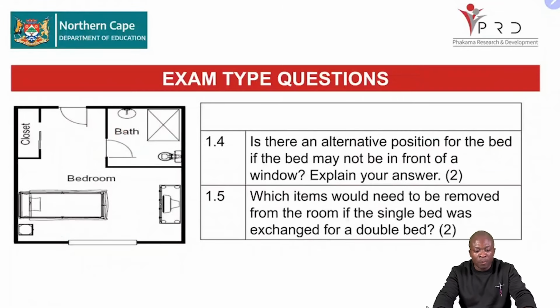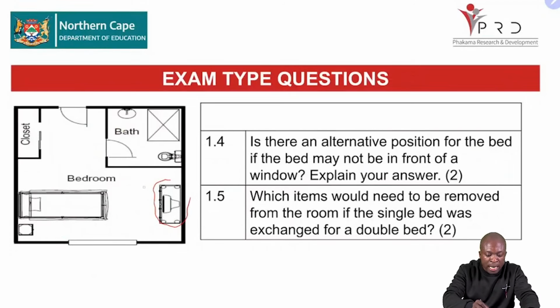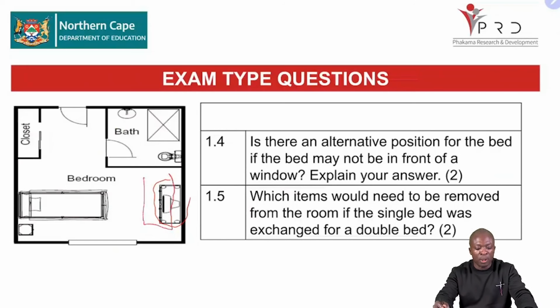With the same plan, now I'm asking you, is there an alternative position for the bed if the bed may not be in front of a window? Where do you think we're supposed to put this bed? Now, that is up to you, but I was hoping you can say we can move the TV away and bring the bed here. So we can actually move the bed to our right so that it doesn't have to be next to the window. And then you must explain why. Because remember, we are saying that we don't want the bed to be next to the window. We don't want somebody jumping in at night and causing troubles for us.